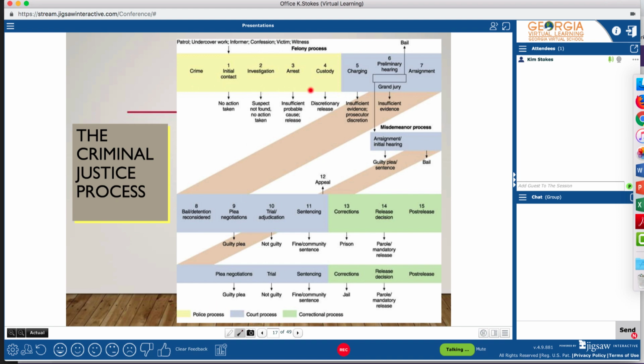The yellow that you see indicates the actions of the police process. The blue are the actions of the court process. And then the green is the corrections process. So as you can see, some are connected, but the police don't get involved with the corrections. Prosecution doesn't really get involved with the police until the alleged perpetrator is in custody.